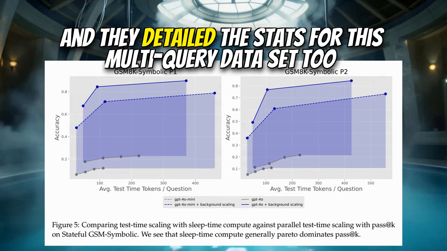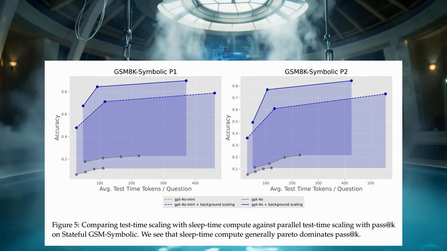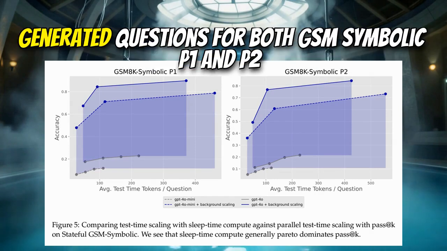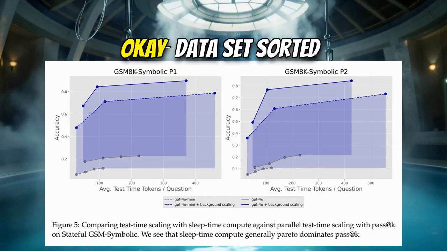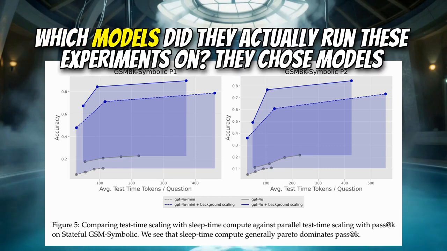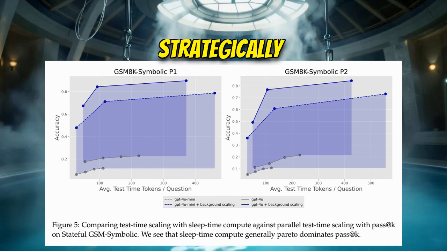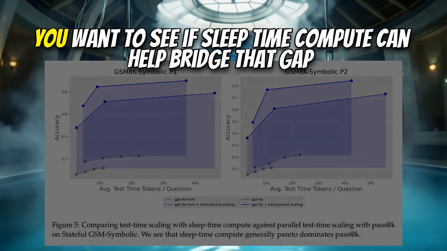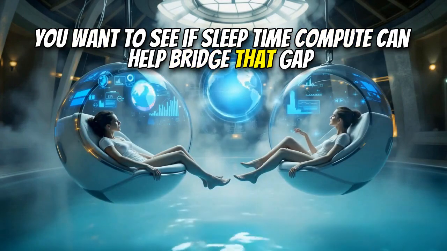Got it. And they detail the stats for this multi-query dataset too. Yep. Table 1 breaks down the number of contexts, original questions, and newly generated questions for both GSM Symbolic P1 and P2. Okay, datasets sorted. Which models did they actually run these experiments on? They chose models strategically. Models that aren't great with very little test time compute, but improve a lot when you give them more. Makes sense. You want to see if sleep time compute can help bridge that gap.